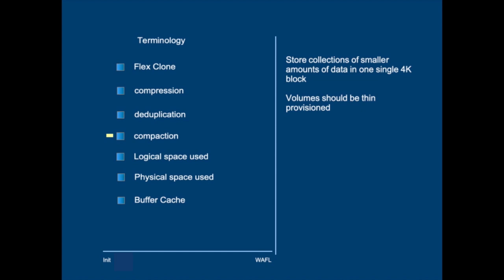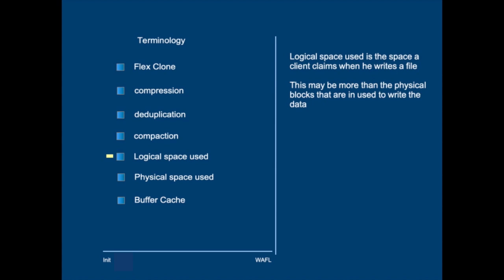Fifth is logical space used. Logical space is the space that the client has claimed in the volume. So if a client, for example, writes a 100 megabyte file, then the logical space occupied by the client is 100 meg. But it may very well be that compression, deduplication, and compaction result in only 10 megabytes of physical blocks. So the client still sees 100 megabytes, but this is not the actual physical space, but it's logical.